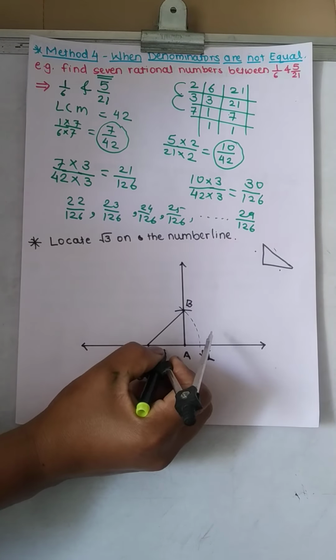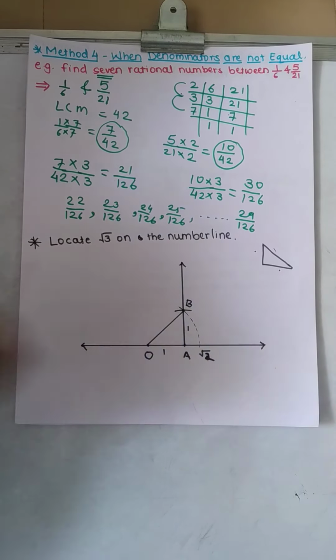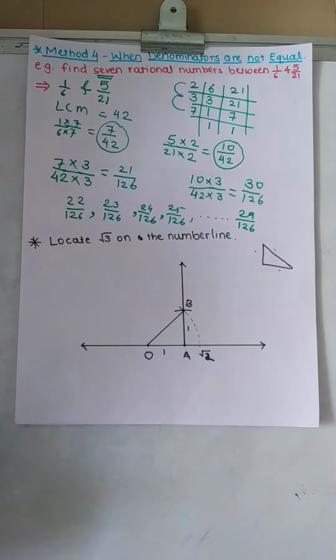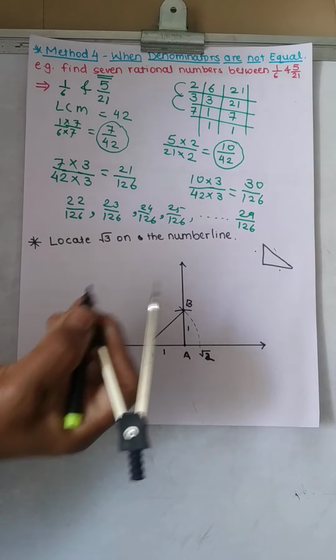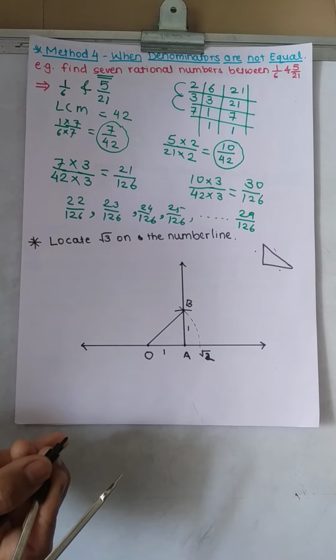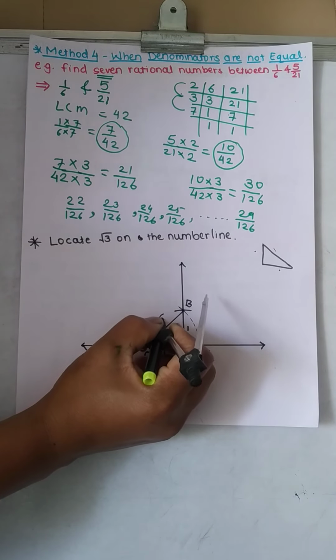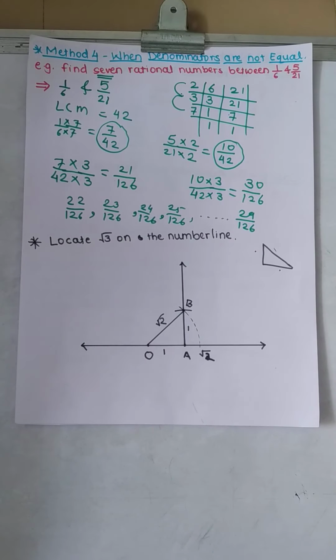So here we have taken 1 and here we have taken 1. So 1 square is 1 and 1 square is 1. So 1 plus 1 is 2, and 2 is the square root of no other number, so that's why it is root 2. See, this is also root 2. We are going to show root 3.